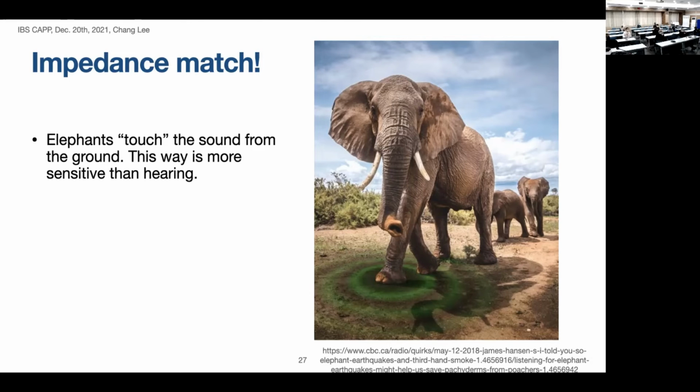So elephants, if you look at them, their ear is actually not very good at hearing. If you just look at the shape, this is actually optimized for how they can hear, actually they can hear from the ground. They basically touch the ground, and this is a much more effective way of hearing than through the air. And this is a great example of the impedance match. This is not really acoustic, but this is a nice story.